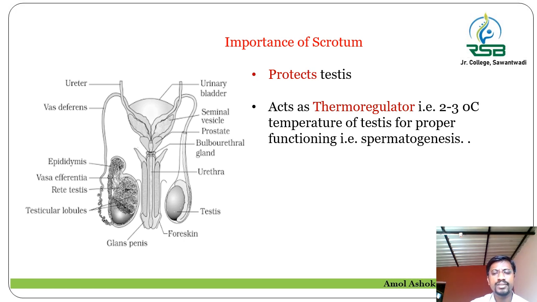So what is the major function of the testis? The testis function is the production of sperms, that is the male gamete, by the mechanism of spermatogenesis. So for spermatogenesis, or the sperm formation mechanism, the scrotum maintains the temperature inside the testis. It acts as a thermoregulator and maintains the temperature about 2 to 3 degrees Celsius.